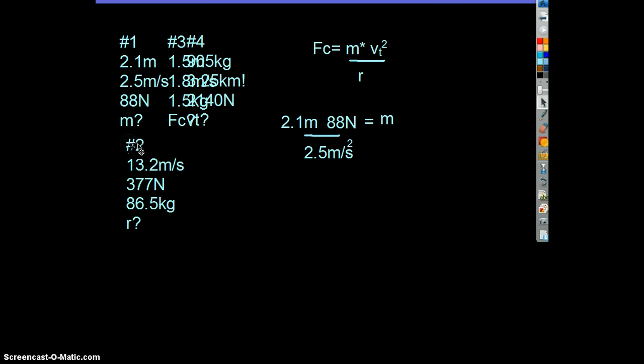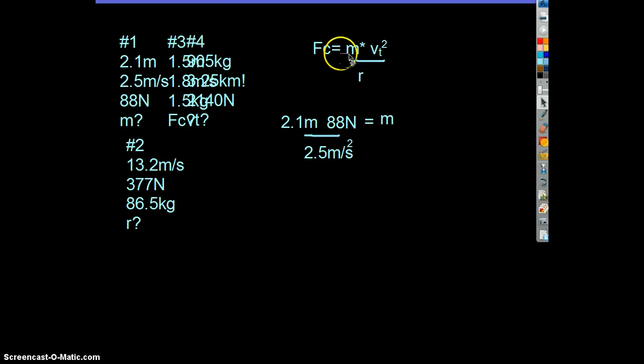Alright, well, let's move forward to number 2. In number 2, a bicyclist is riding at a tangential speed of 13.2 meters per second around a circular track. The magnitude of centripetal force is 377 newtons. The combined mass of the rider and the bike is 86.5 kilograms. What is the track's radius?